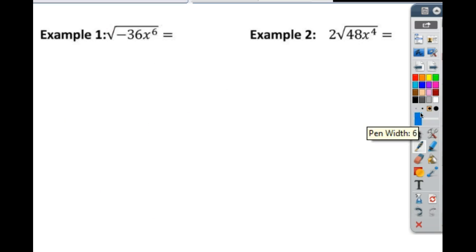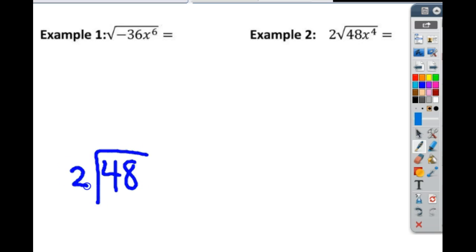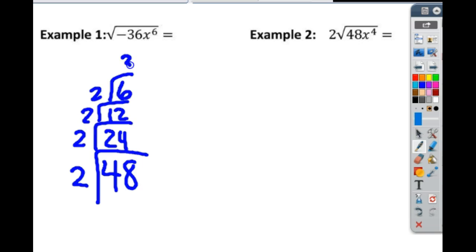Okay, this one right here is just a regular square root. Now this time 48's not perfect. So if 48's not perfect, what do I need to do? So I need to make a birthday cake, and 2 will go into that, and 2 will go into that. 2 will go into 12 6 times.